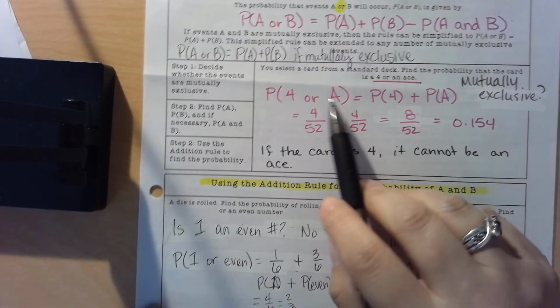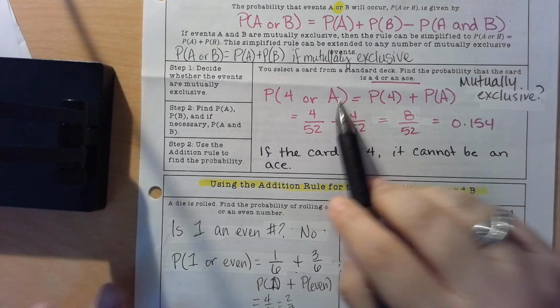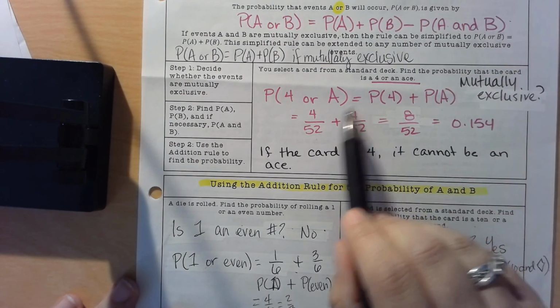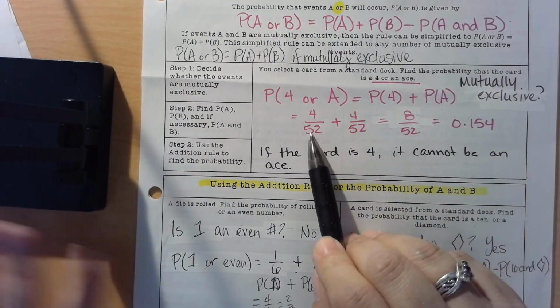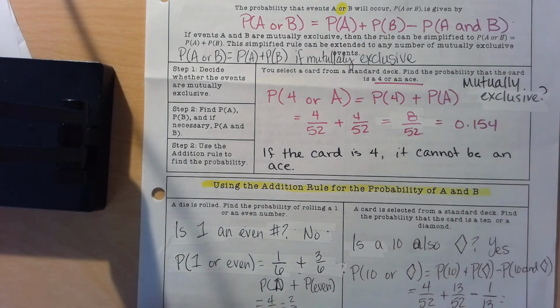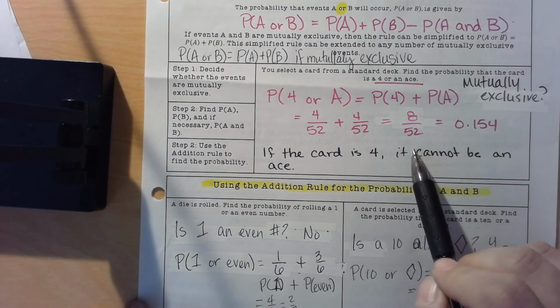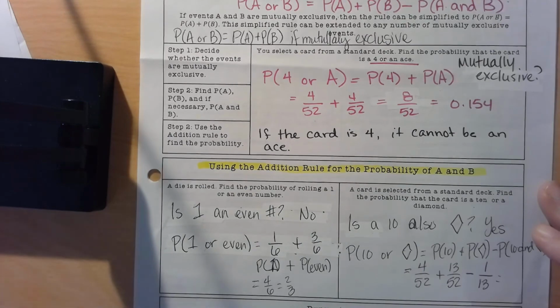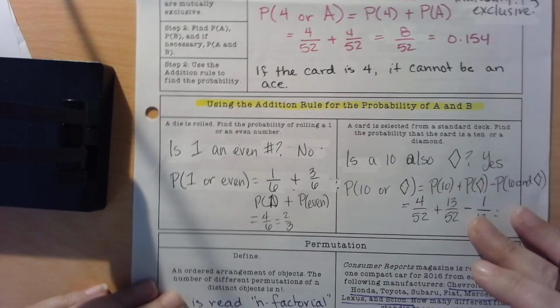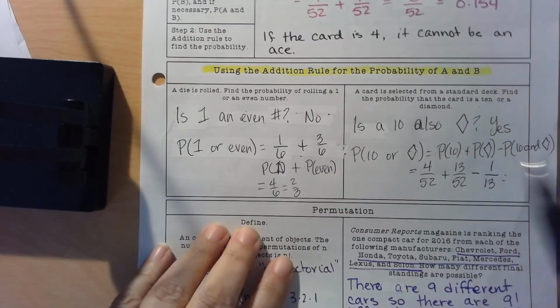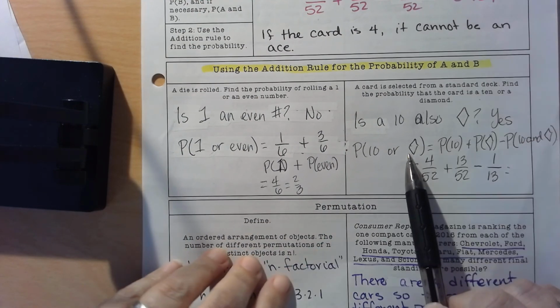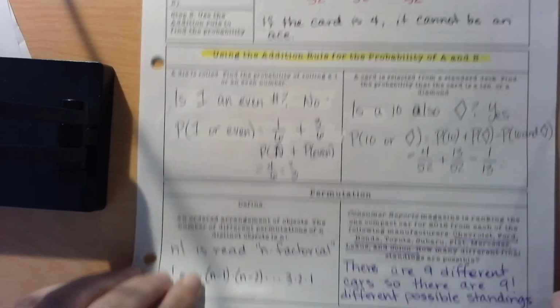So is 4 also an ace? No, it's not. So they are mutually exclusive, and we do the probability of picking just the 4, probability of picking just the ace, and add those together, and we get our probability of getting a 4 or an ace. Okay, I filled these in. I'm going to go ahead and let you look through them and do it on your own.